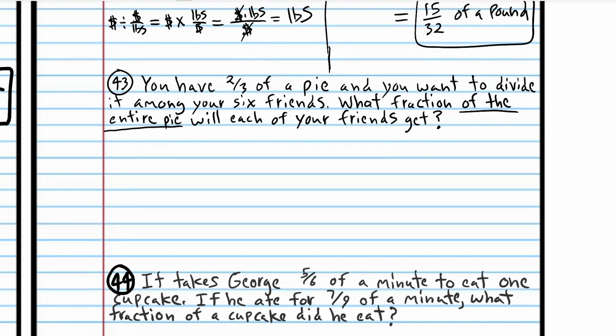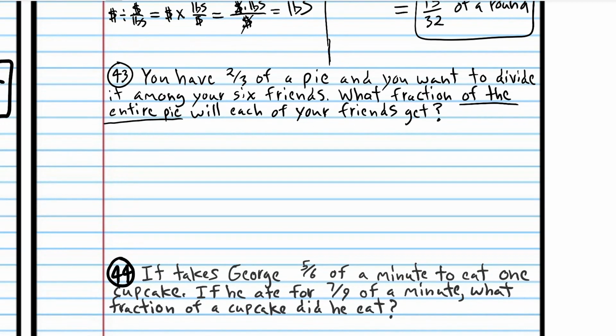All right, we're back. You have 2/3 of a pie, and you want to divide it among your 6 friends. Now this problem actually makes sense. Now that I think about it, you probably don't have to use the factor label method for this one. You're just taking 2/3 and dividing it by 6. What fraction of the entire pie will each of your friends get?